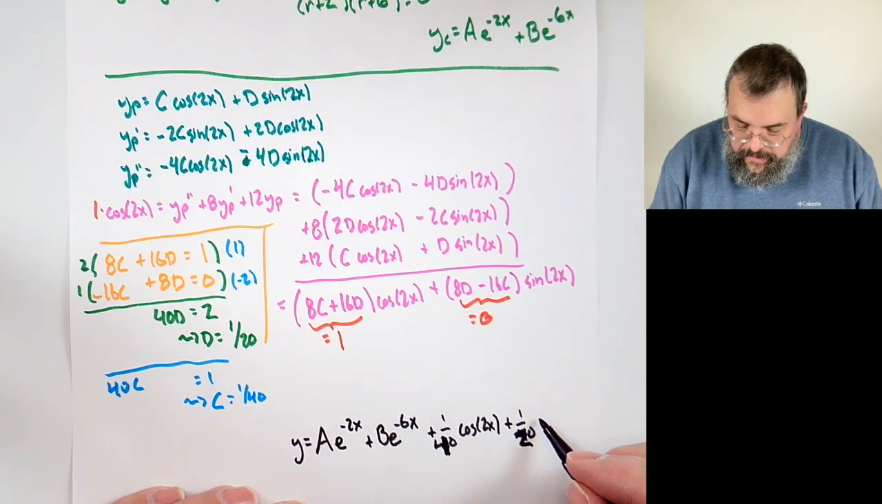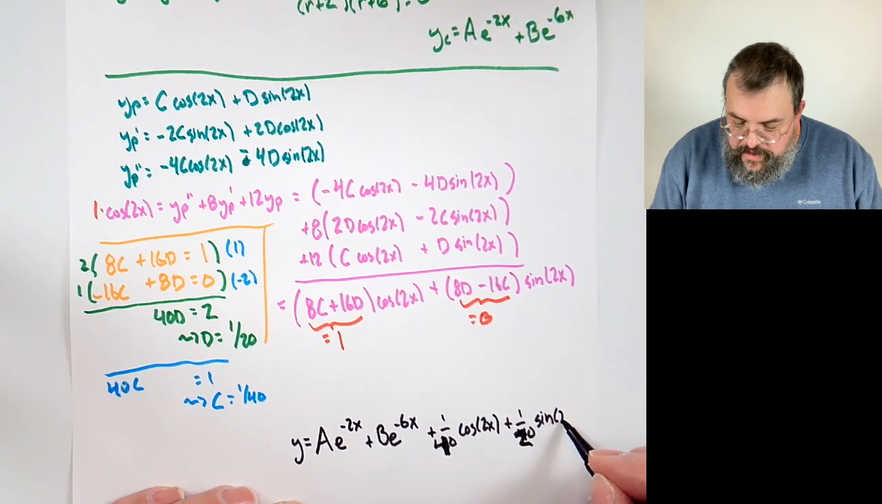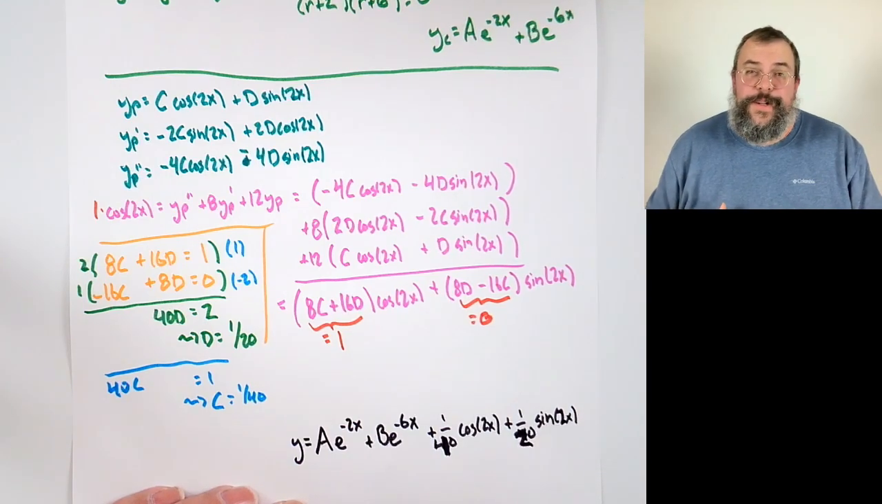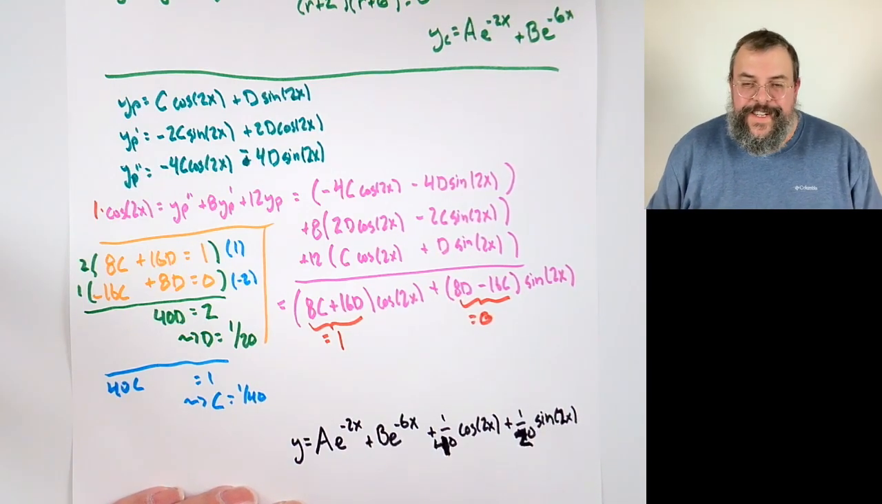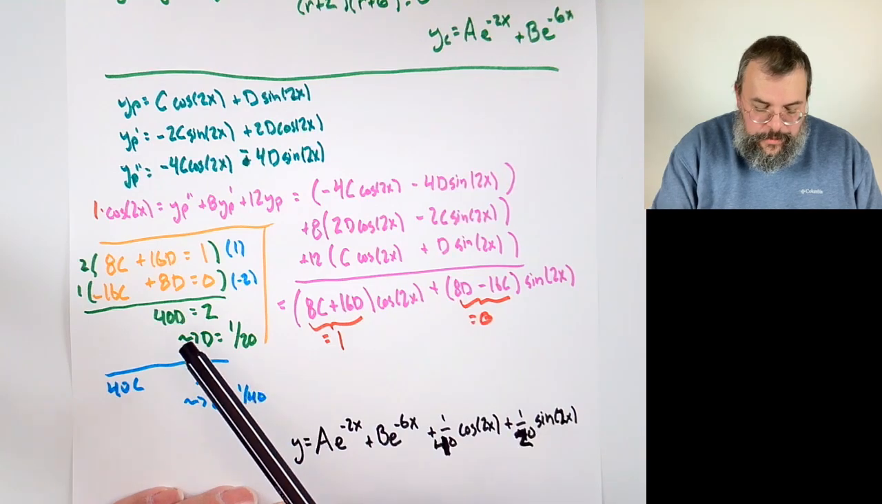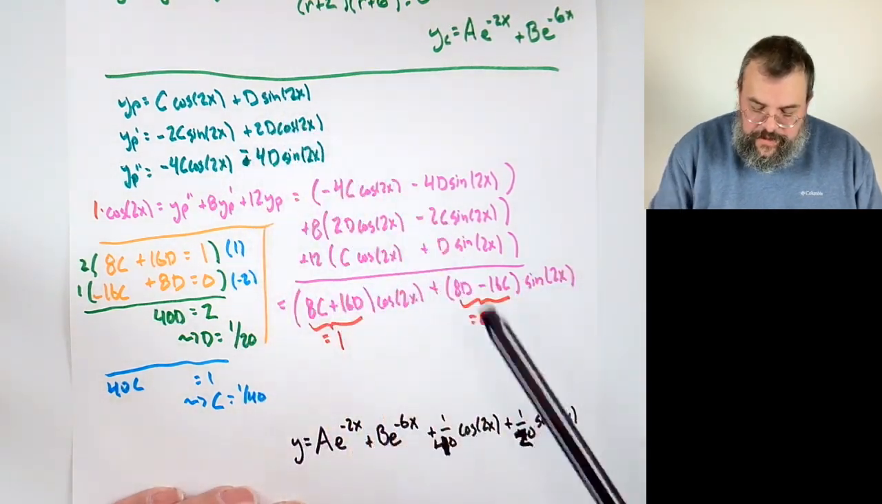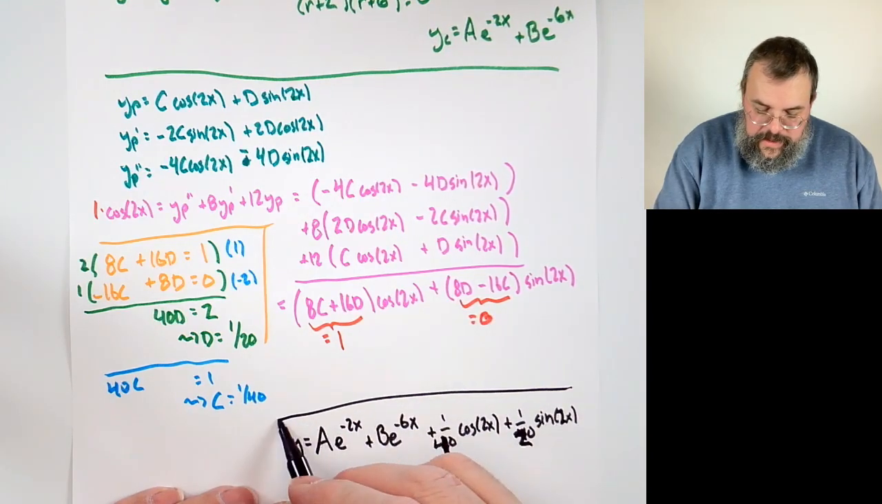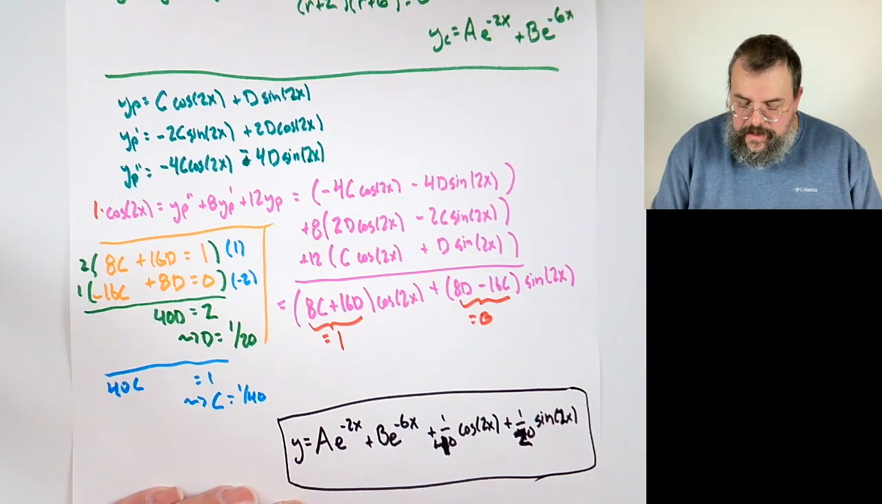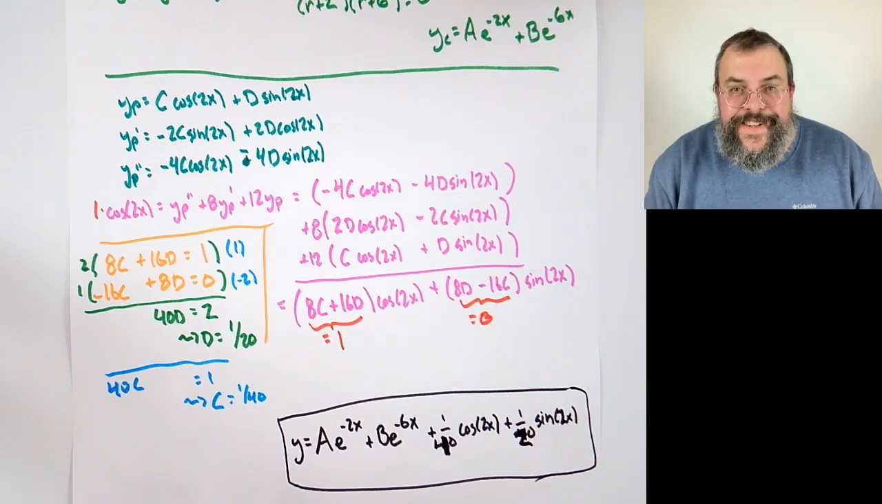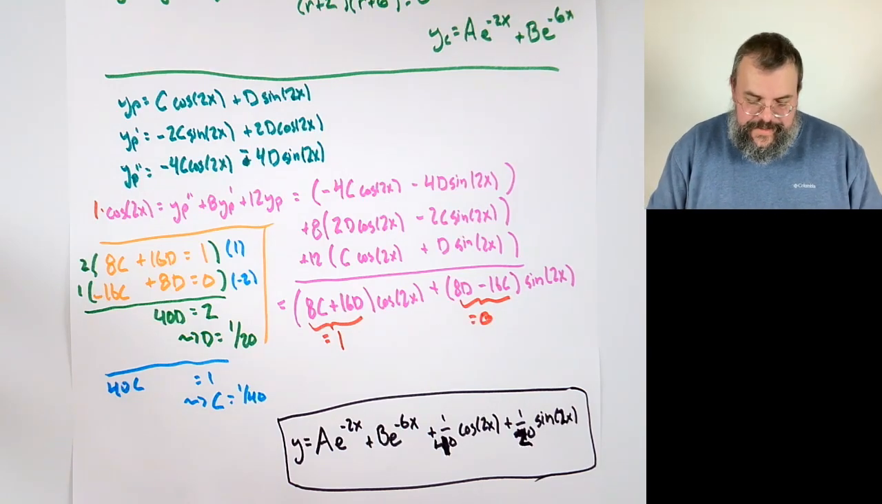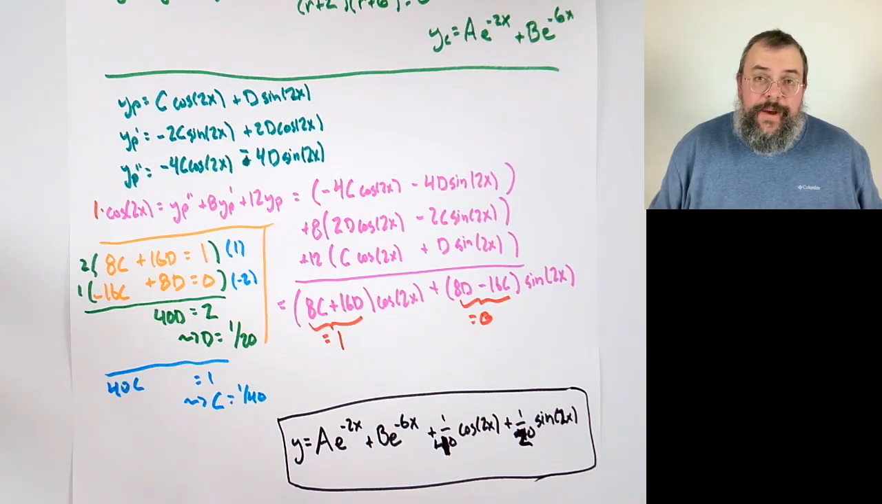I wish you could say, don't worry, by the time you hit your mid-20s, you'll be done with them. No. Okay, so 1/40th, that's what goes in front of the cosine. 1/20th, that's what goes in front of the sine. And there we go. Done. That's it. That's the answer. Okay, so not so bad.